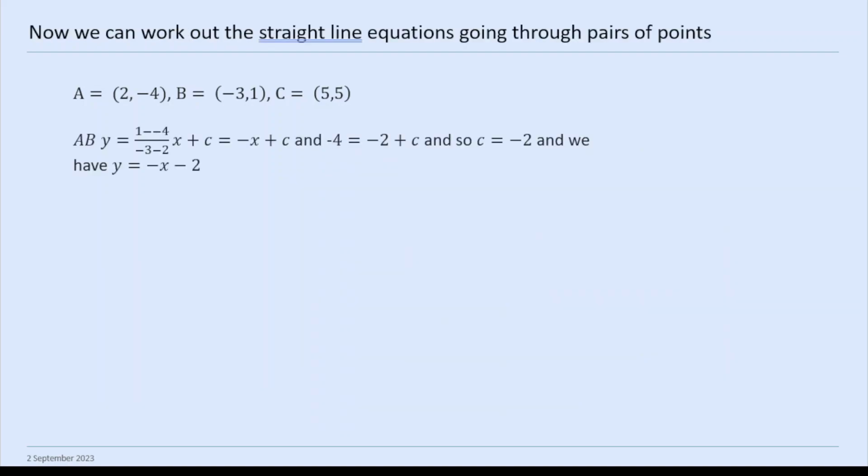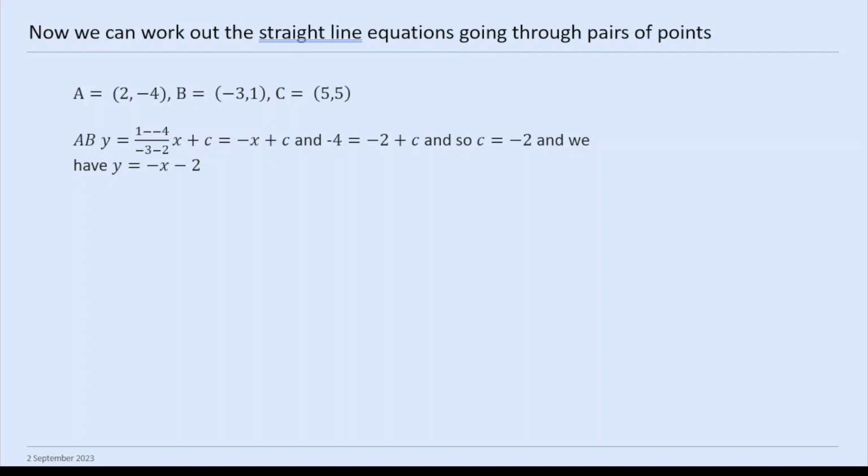So for instance, if we look at the line going through AB, we've got a video that does this, but we take the change in y and divide by the change in x. So the change in y is 1 minus minus 4, and the change in x is minus 3 minus 2. So that gives us 5 over minus 5, which is minus 1. Then we substitute in one of the points. Let's say we substitute in (2, -4), so that tells us that minus 4 equals minus 2 plus c, so c is minus 2, and the line is y equals minus x minus 2.